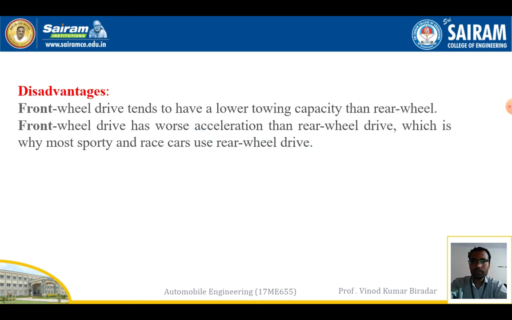Next, there are also some disadvantages. The disadvantage is that front wheel drive tends to have a lower towing capacity than rear wheel drive. As compared to the rear axle, it has lower capacity; towing capacity is very low compared to rear wheel. The second disadvantage is that front wheel drive has worse acceleration than rear wheel drive, which is why most sporty and race cars use rear wheel drive. So compared to rear wheel, the acceleration is poor with this front axle.